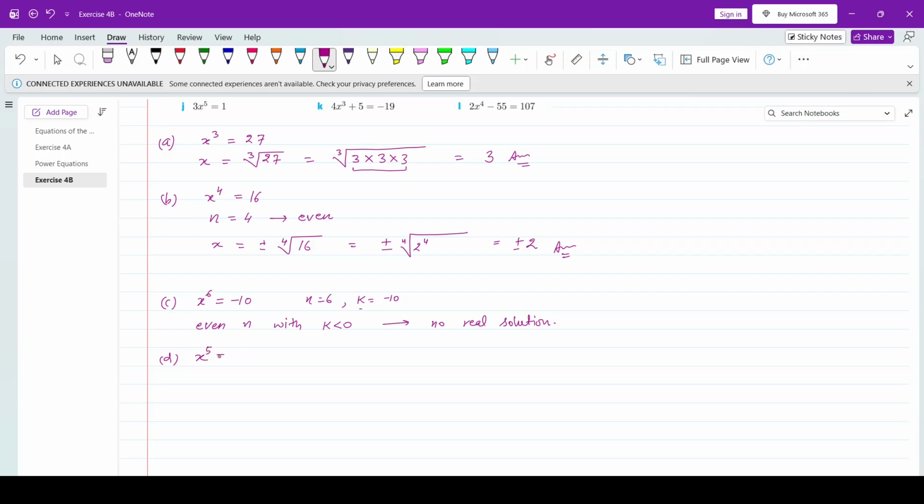x raised to the power 5 is equal to negative 13. Now n is equal to 5 and k is equal to negative 13. So we know we have odd n. In case when n is odd, we can simply write x is equal to the nth root. n is 5, that means the fifth root of negative 13. This is the answer.